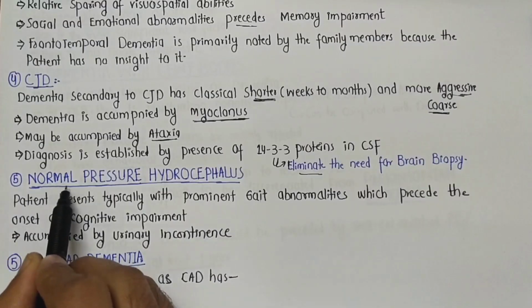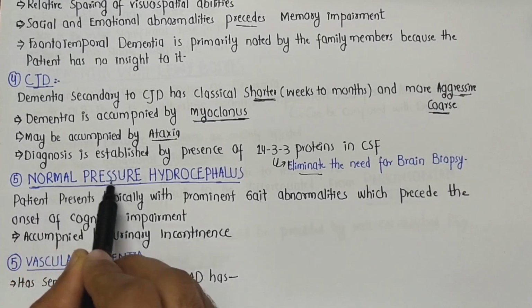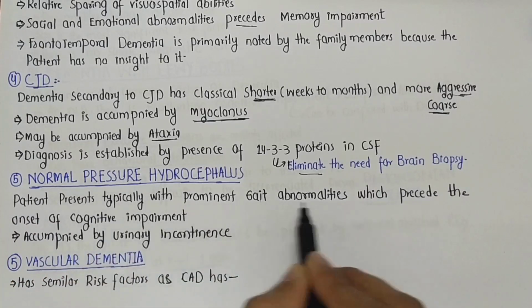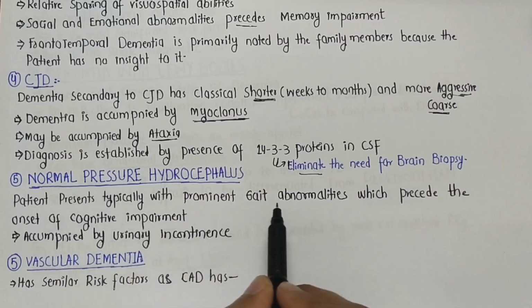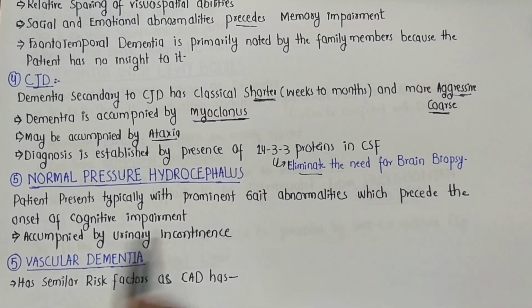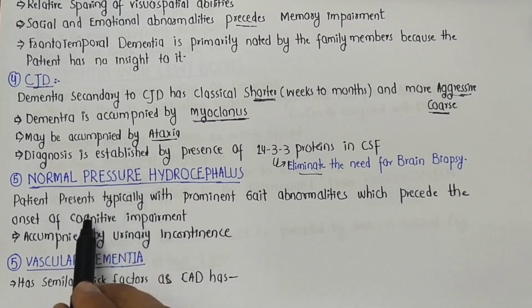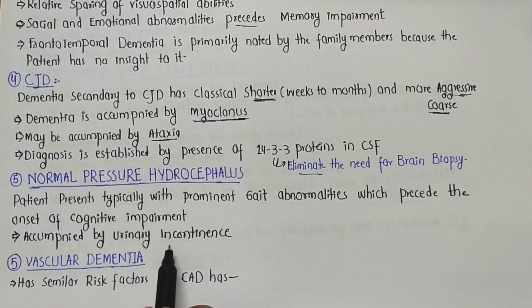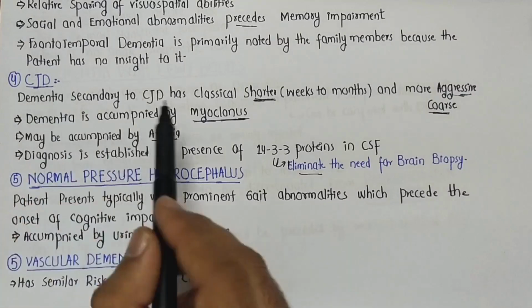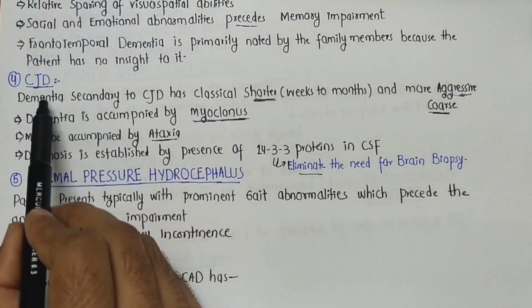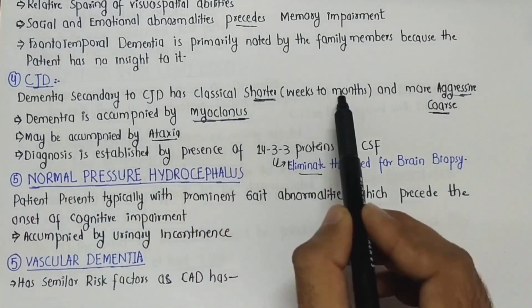The fifth irreversible cause we will talk about is normal pressure hydrocephalus, NPH. The patient presents typically with prominent gait abnormalities which precede the onset of cognitive impairment. So there will be gait abnormalities which will be followed by the onset of cognitive impairment, like the memory problems, the different domains of cognition will be affected. And in NPH, the dementia will be accompanied by urinary incontinence. Remember, in CJD, the dementia will be accompanied by myoclonus, and when they describe the dementia, they will give weeks and months.